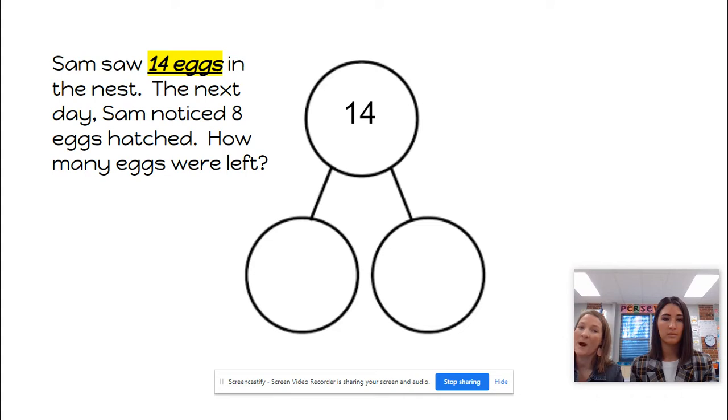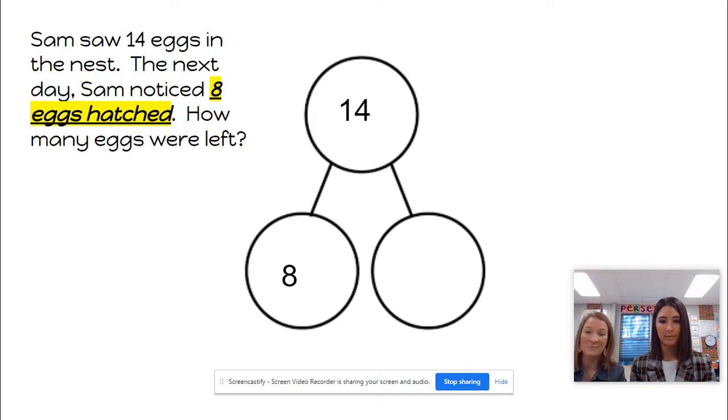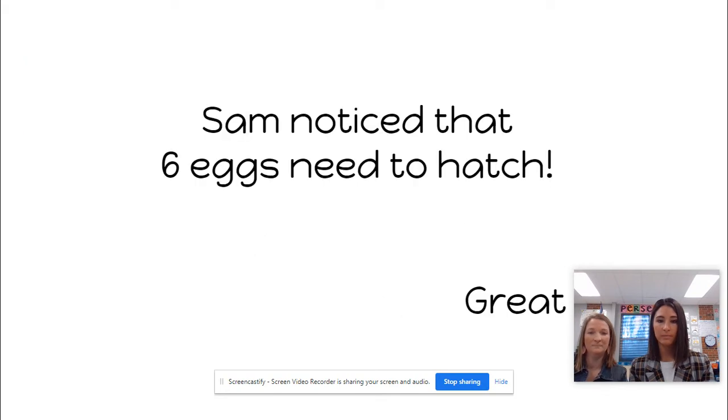Well, I know from the problem that Sam noticed 8 eggs hatched. So that's going to be in part 1 of my number bond. Let's check. Ooh, is that where you put yours too? Okay, and now that we know that 6 eggs were left, well, there's only one more spot that I can put that. Let's see if they guessed the right way. Does that match what you were thinking? Yes, Sam noticed that 6 eggs need to hatch.